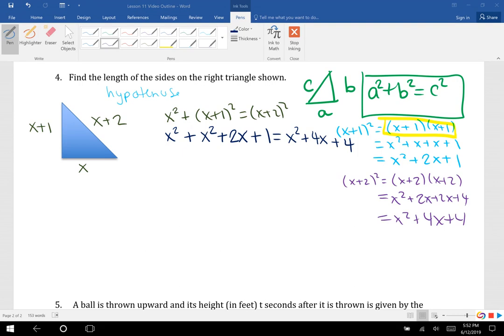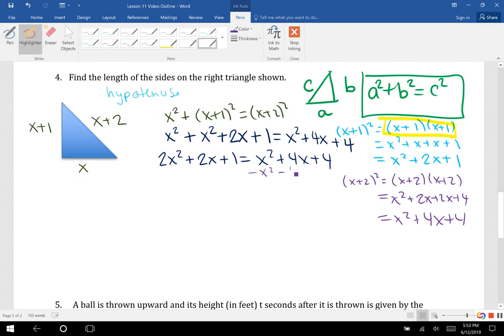So combine like terms. Now I've got 2x squared plus 2x plus 1 equals x squared plus 4x plus 4. And then I'm going to set one side to 0. So I'm going to subtract everything on the right-hand side to move it over. And that's going to give me 1x squared minus 2x minus 3 equals 0.